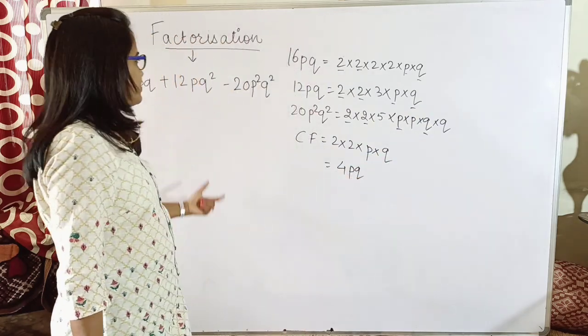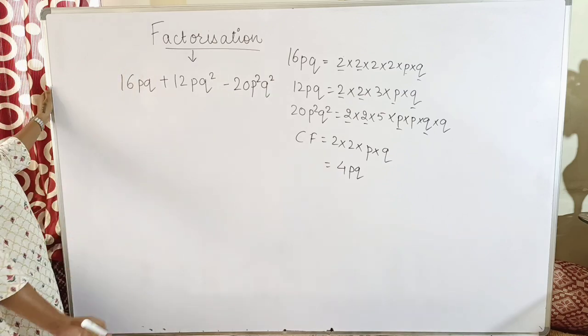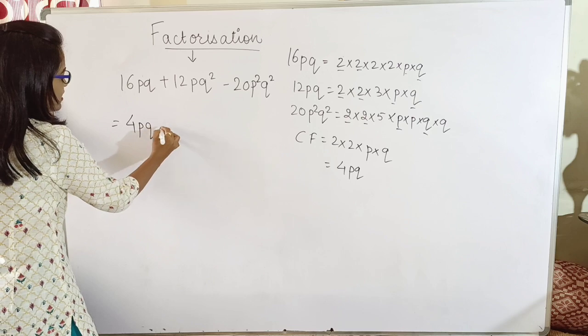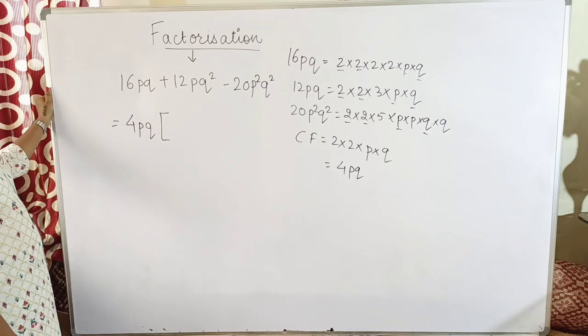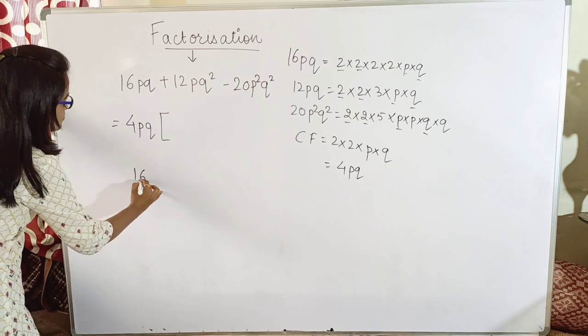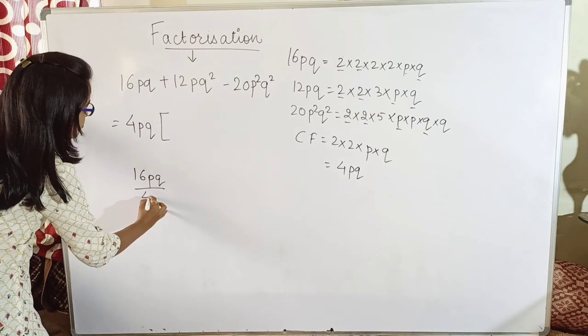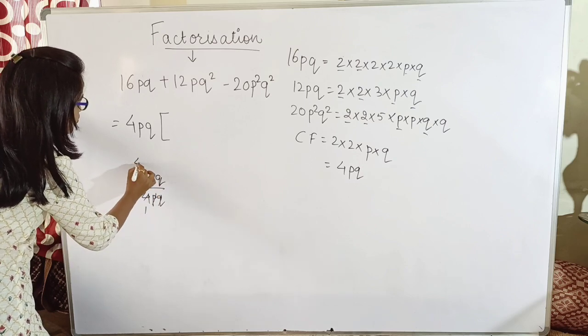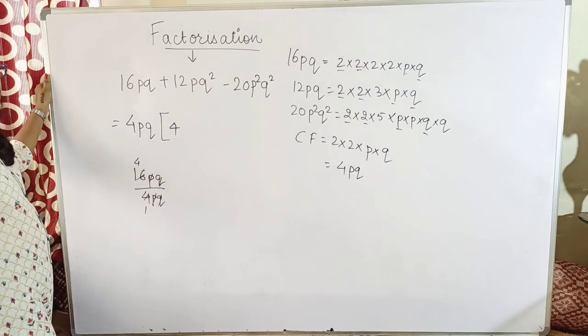So what is the common factor for all the three terms? It is 4pq. So let us write it down outside the bracket and the terms inside the bracket. Divide 16pq by 4pq. What are you getting? q, q cancel, p, p cancel, 4 ones are 4, 4 fours are 16. So what is remaining? Just 4.